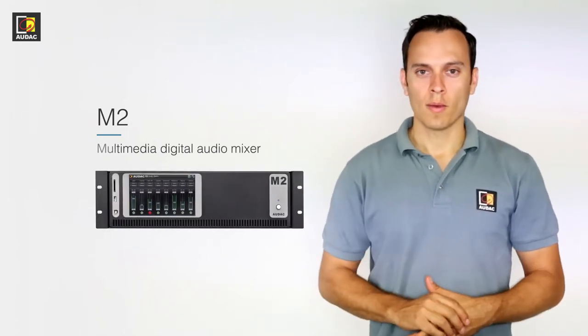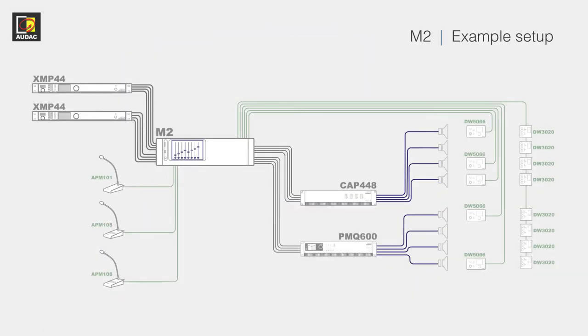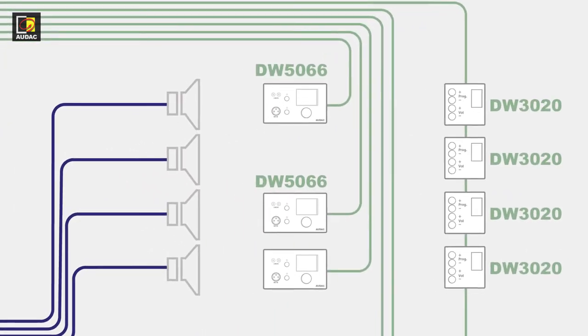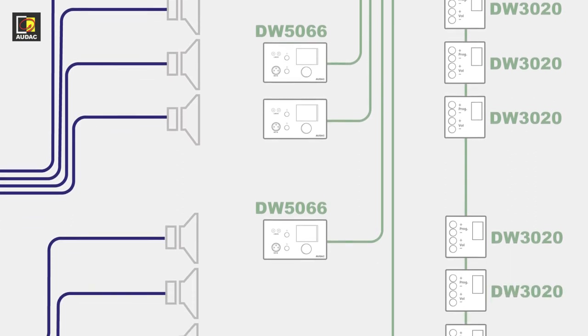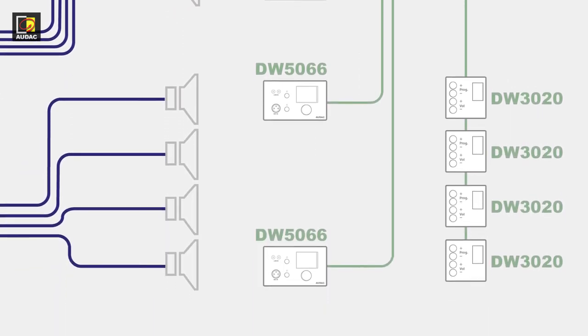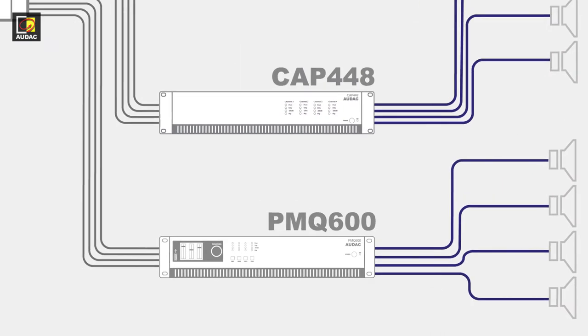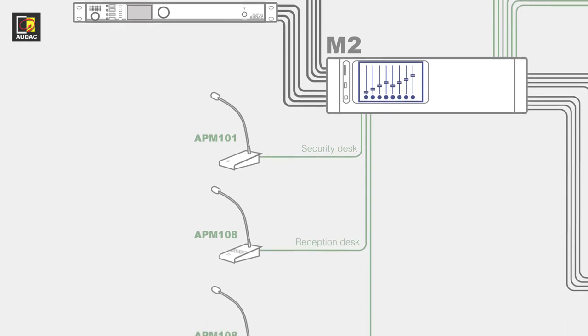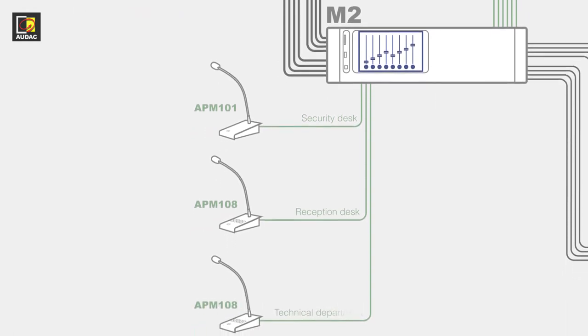In this video, we will be looking at a real-world setup for a medium to large company with an M2 matrix system. Here we have an 8-zone setup powered by two 100-volt amplifiers. Each zone has a wall panel, some zones with DW5066, some with only DW3020, and the larger areas with both wall panel options. We have an APM 101 for the security desk and one APM 108 for the reception desk.